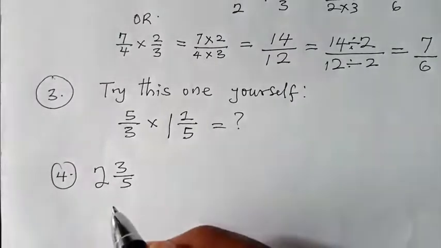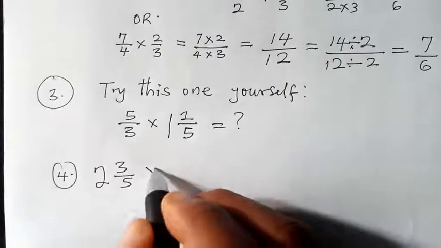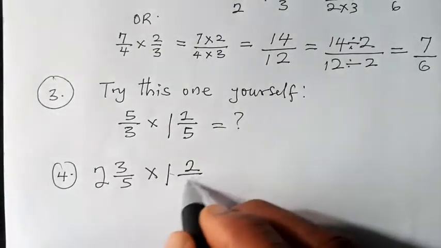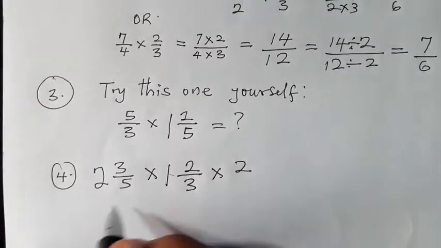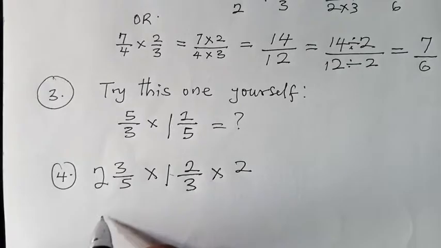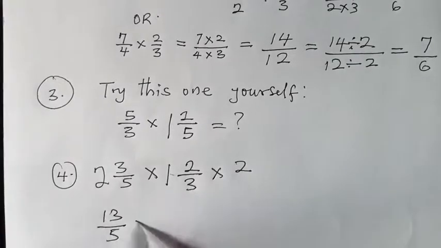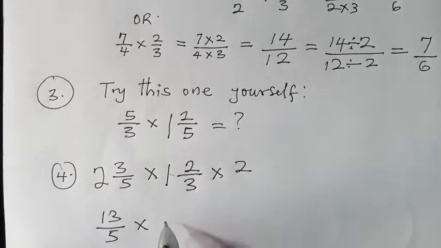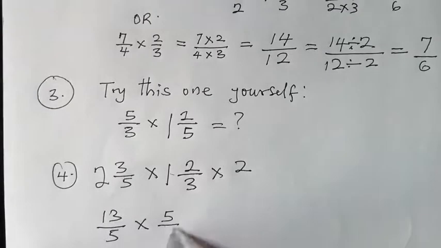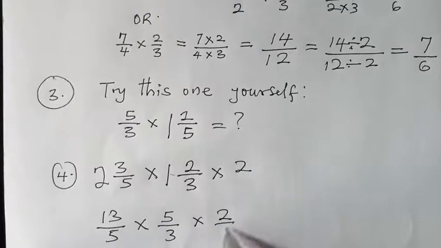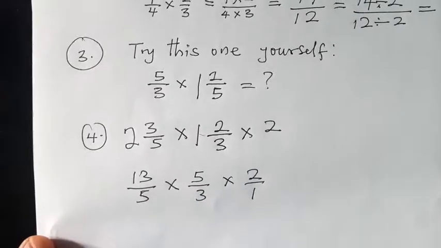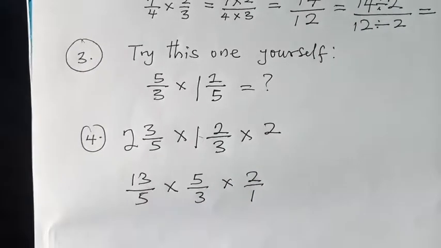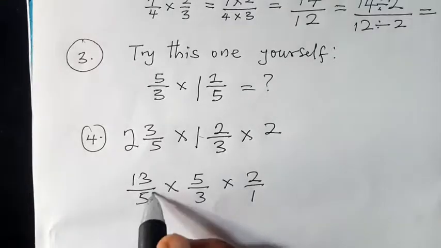Okay, let's look at 2 whole number 3 over 5 times, okay, let's say 1 whole number 2 over 3. Then let's make it times 2. Remember that 2 does not have anything under. It does not have denominator. So everything 5 times 2, 10 plus 3, 13 over 3, and 3 times 1, 3 plus 2, 5. 5 over 3, then times 2 over 1.